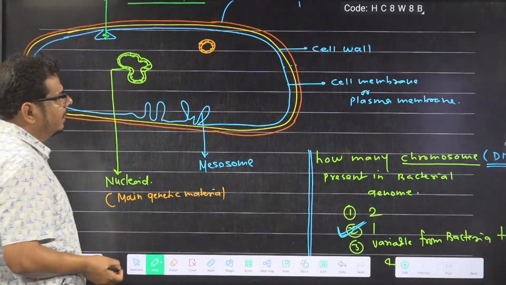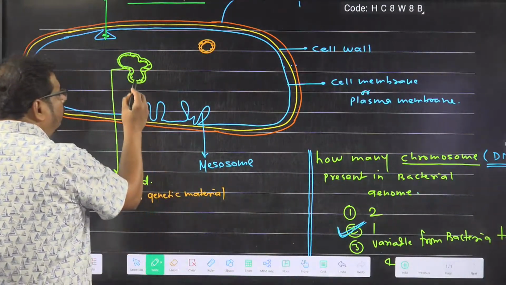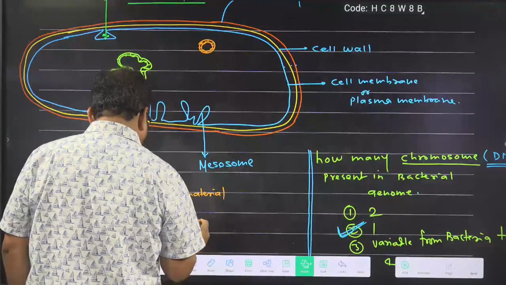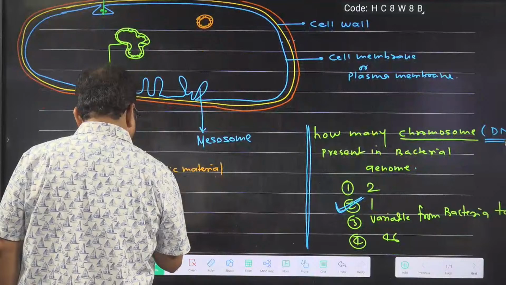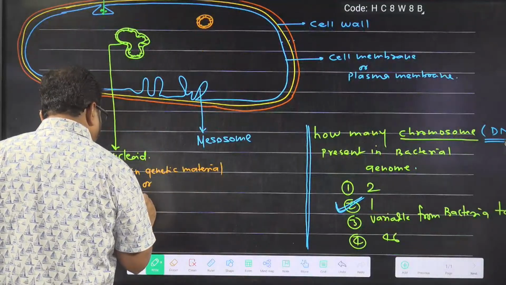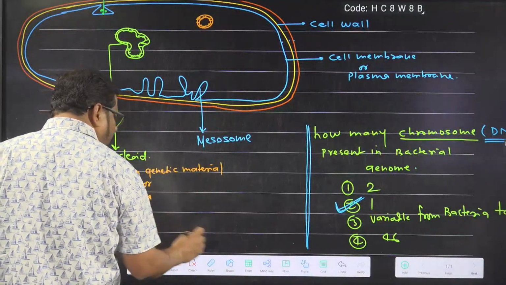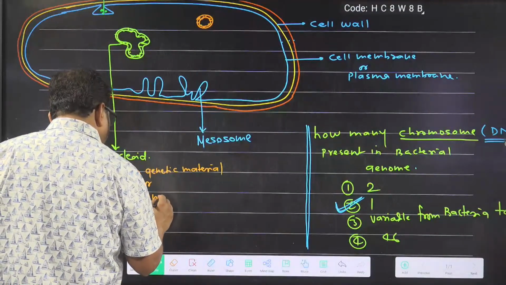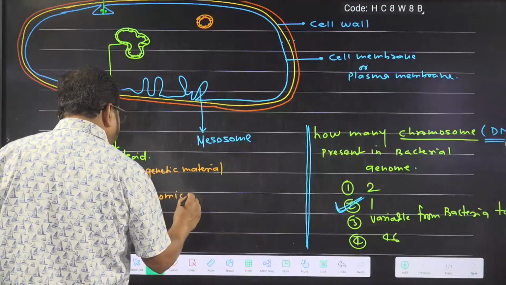Getting the things or not? Main genetic material, and it has a role even in the survival of the cells or organism. So main genetic material, or you can say main genome, or you can say genomic DNA. Nucleoid is what basically? Genomic DNA.